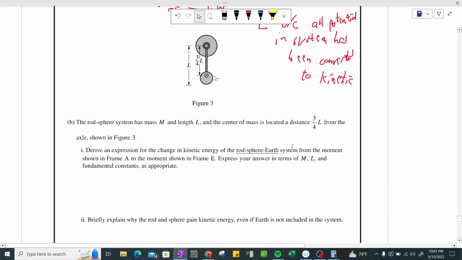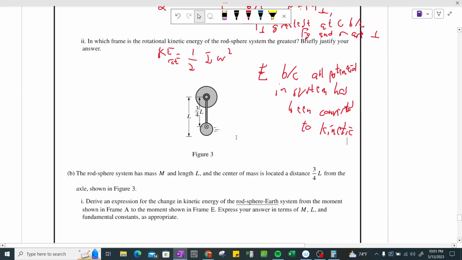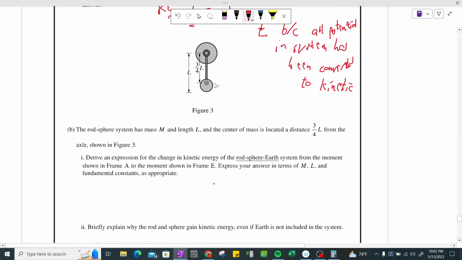B, the rod sphere system has a mass m and length L. Okay, cool. Mass m and length L. Center of the mass is located at distance 3/4 L from the axle. Derive an expression for the change in kinetic energy of the rod sphere Earth system from the moment shown in frame A to the moment shown in frame E. So I could say delta KE is really equal to my change in potential, right? Because it started with a bunch of potential and no kinetic.